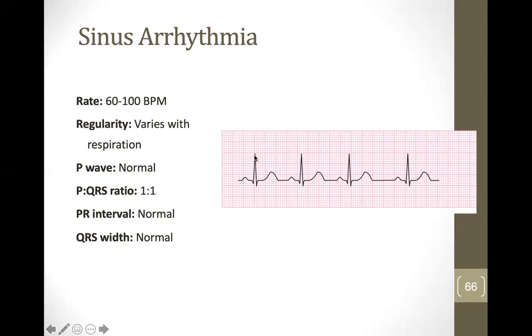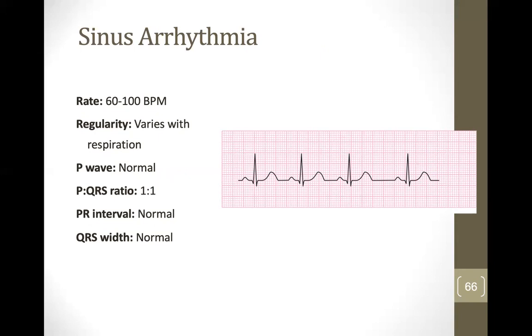I know that simply because of the distance and how many boxes are between one QRS complex and the next QRS complex, because that's another way that you can calculate it. Normally, it would be written at the top though. So this is actually around a 72, maybe 70 beats per minute.